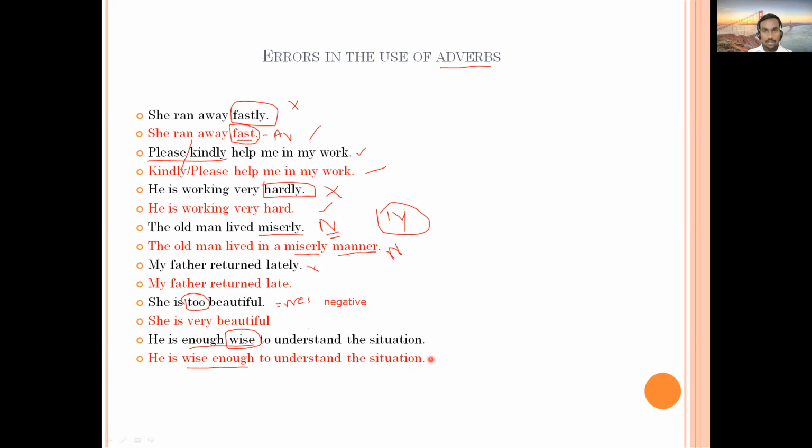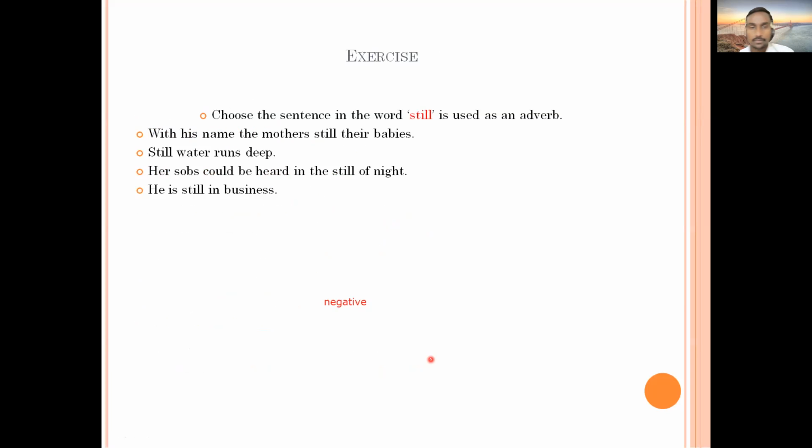So I think these were some of the points about adverbs, and here you have some questions. Let's try if you are able to answer them. First of all, let's understand: choose the sentence in which the word still is used as an adverb. Here are four sentences. In all four the word still is used, but you have to identify the sentence in which still is used as an adverb.